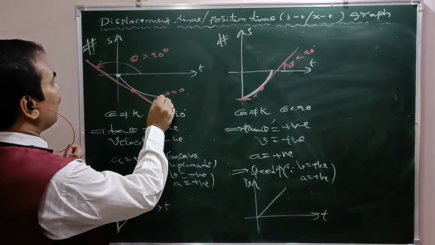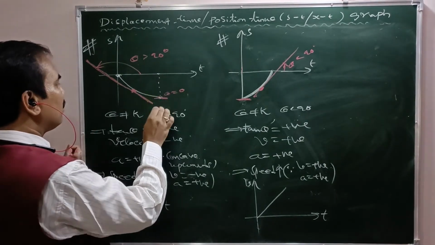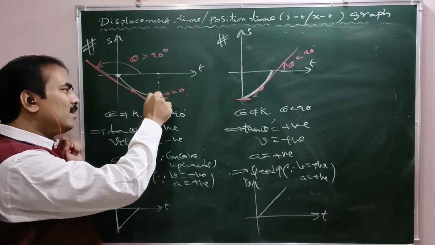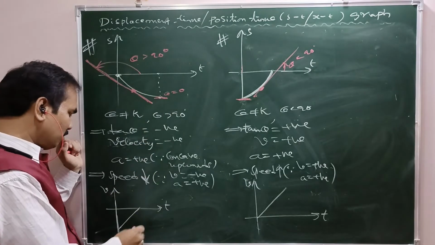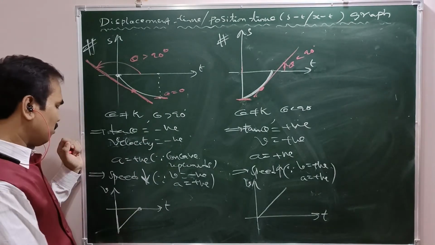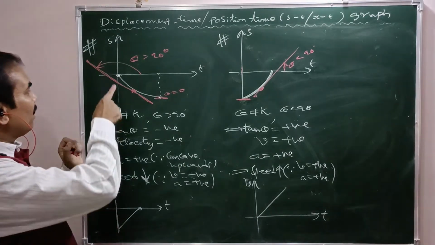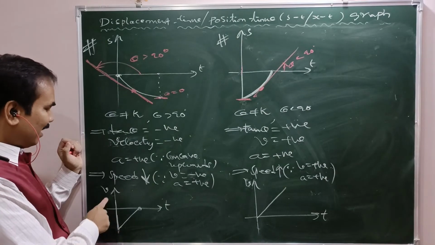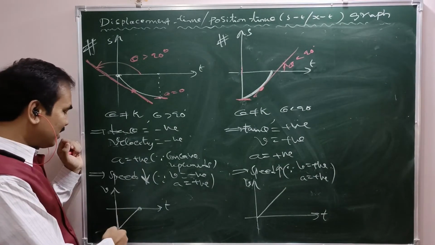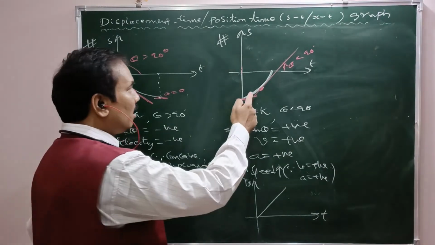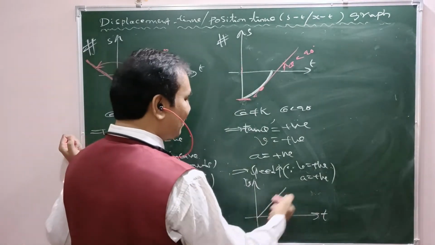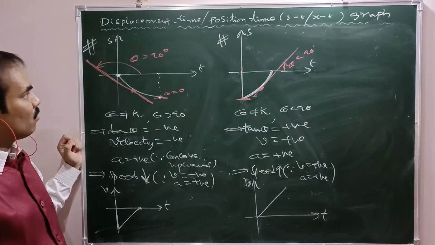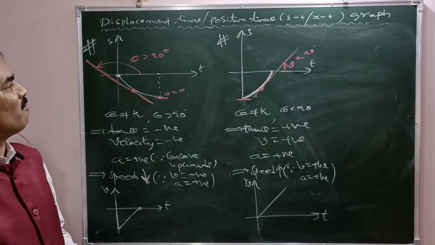At a certain instant somewhere here, the slope becomes 0, which means the velocity becomes 0. At time t, the velocity becomes 0. But initially it has some negative slope, which means it has negative velocity, and that changes linearly with time. Here also, slope means velocity, which changes linearly with time. Okay, so that's about these two examples.